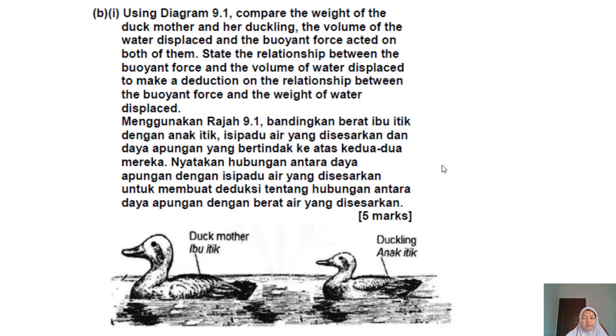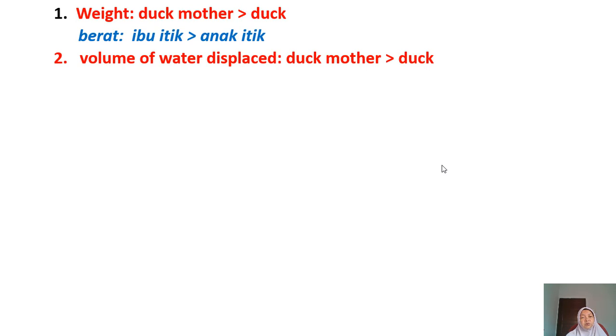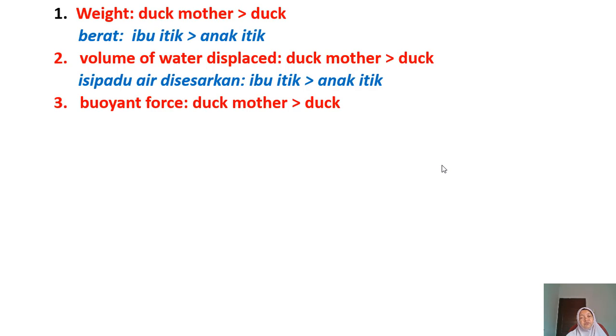So kita tengok markah yang pertama. So weight of duck mother is greater than duckling. Berat ibu itik lebih besar daripada anak itik. Okay, yang kedua, volume of water displaced of duck mother is bigger than duckling. Isi padu air disesarkan ibu itik lebih besar daripada anak itik. Yang ketiga, buoyant force of duck mother is larger than duckling. Daya apungan ibu itik lebih besar daripada anak itik. So now we move on to the relationship.